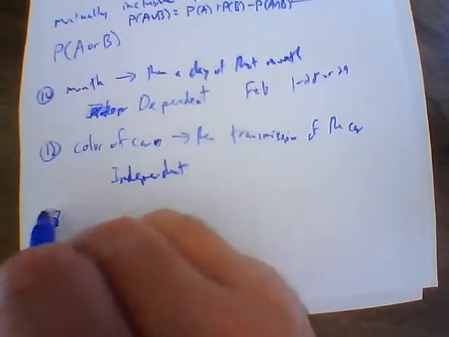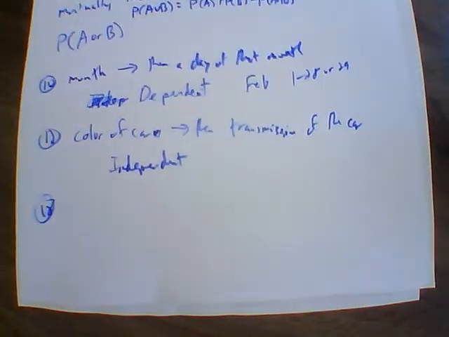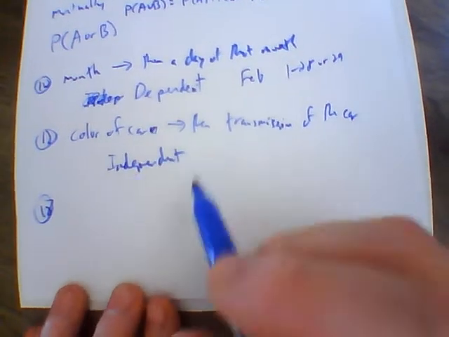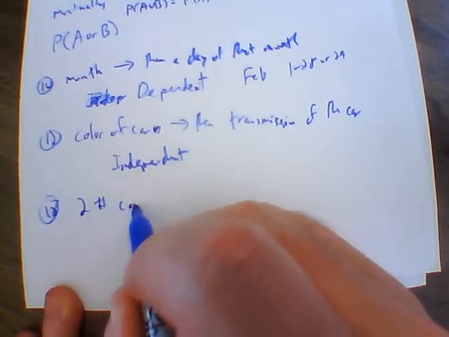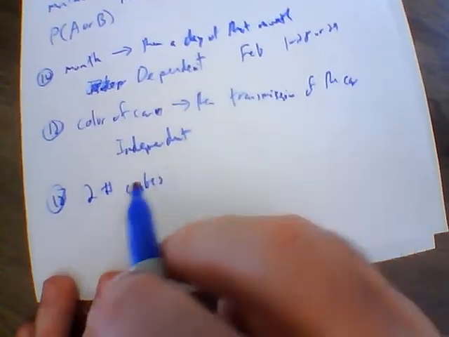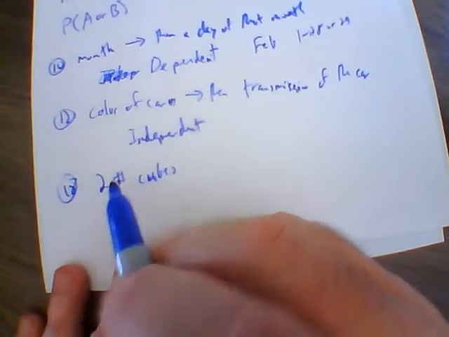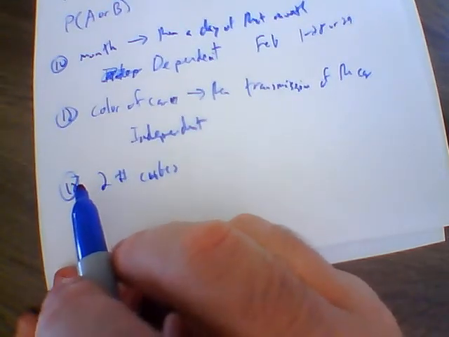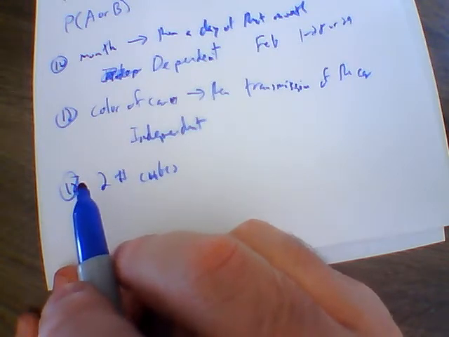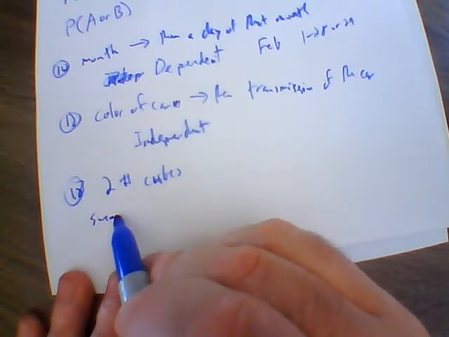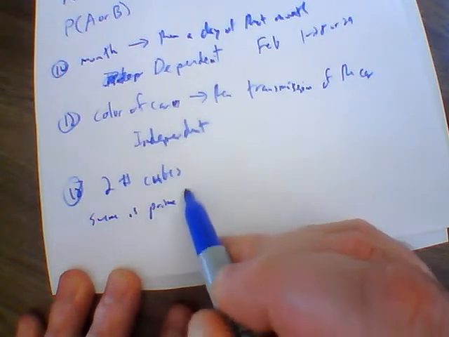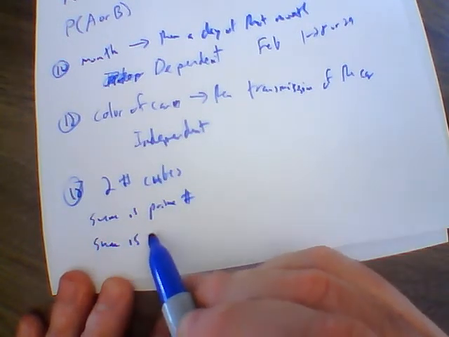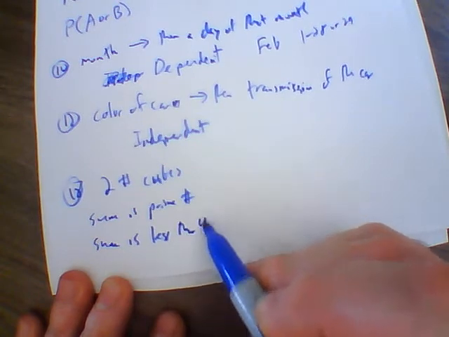Number 18. Number 18 says two fair number cubes are rolled. State whether they are mutually exclusive, inclusive. You know what's going on here. So we're going to roll two number cubes. And we want to try to figure out, once again, the sum is a prime number or the sum is less than 4. So sum is a prime number or the sum is less than 4.